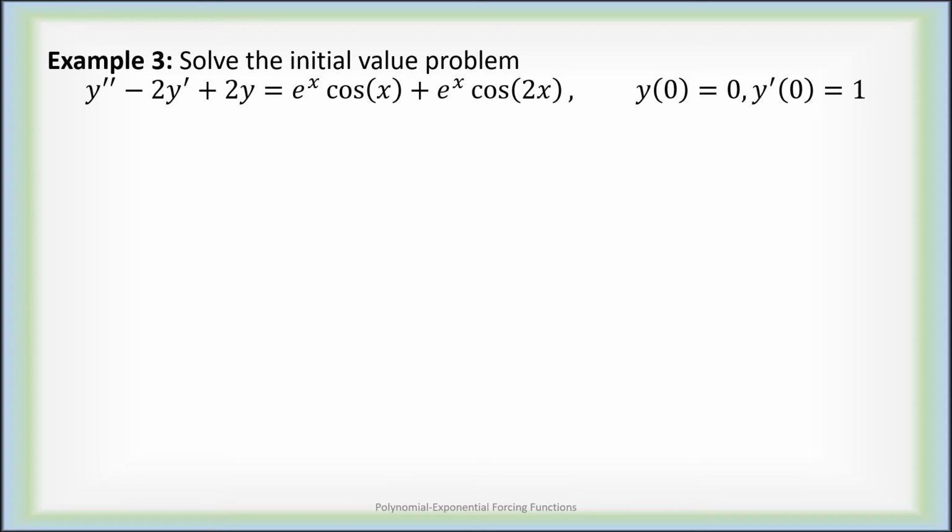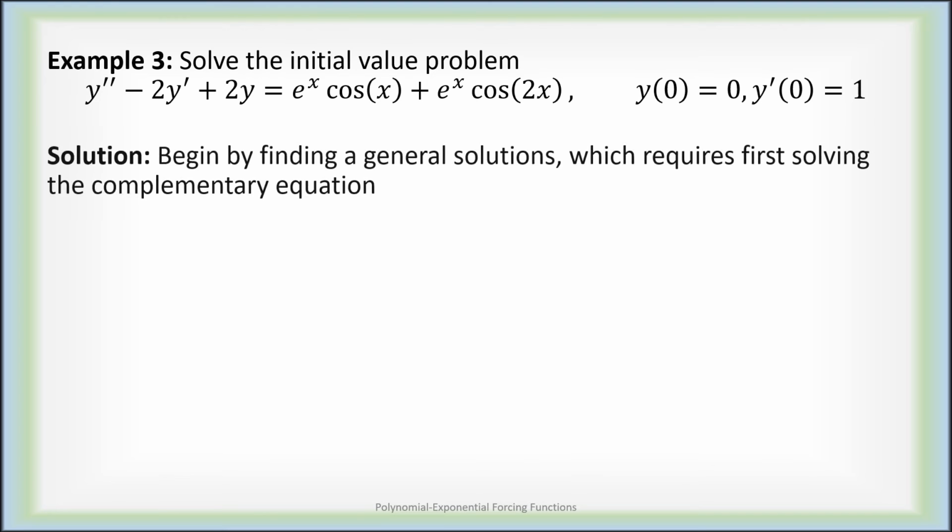And a third example. Let's do an initial value problem. y double prime minus 2y prime plus 2y equals e to the x sine x plus e to the x cosine of 2x, where y of 0 is 0 and y prime of 0 is 1. Well, we've got to find general solutions to this equation, which first requires finding general solutions to the complementary equation. So first, let's set the forcing function to be 0 and see what's what.